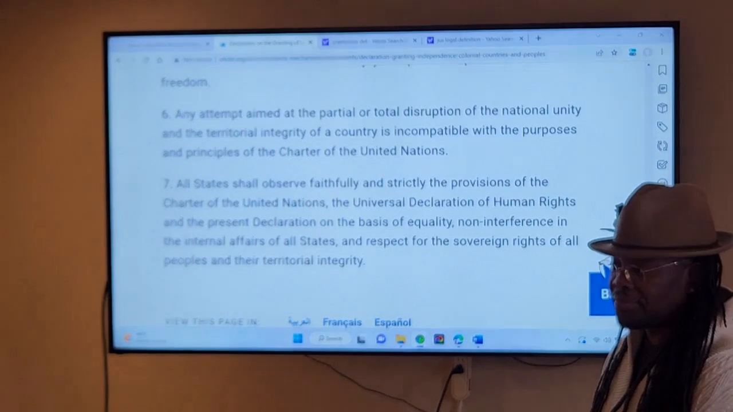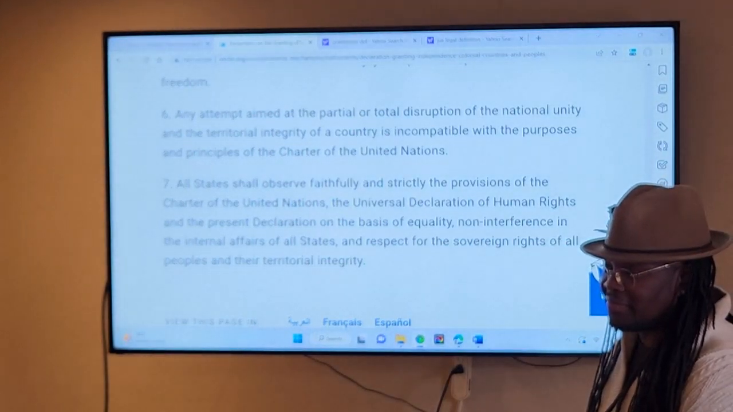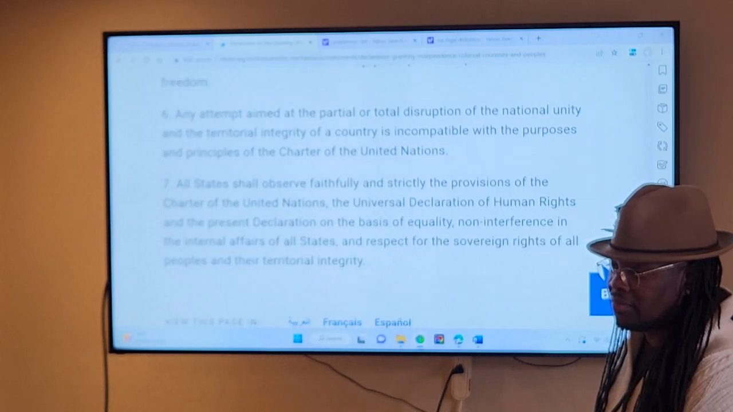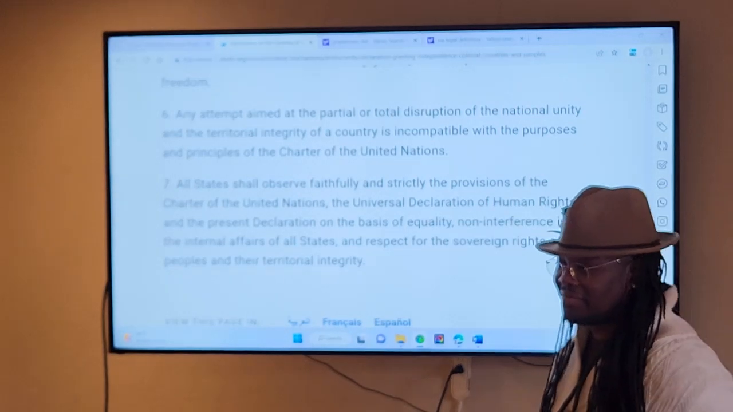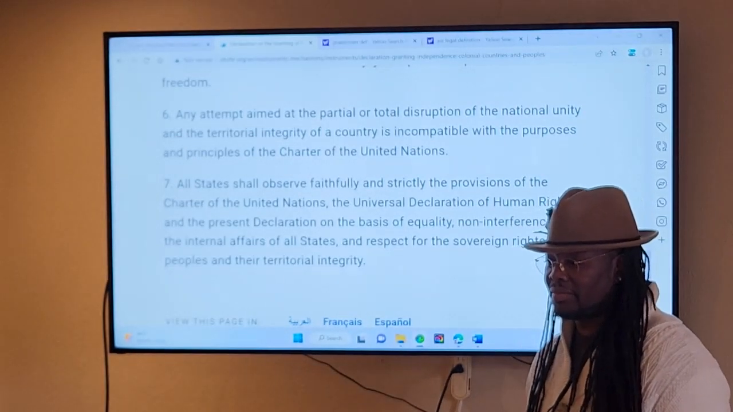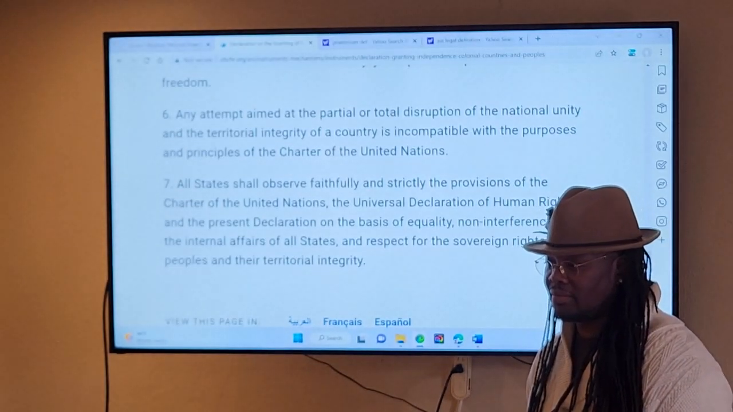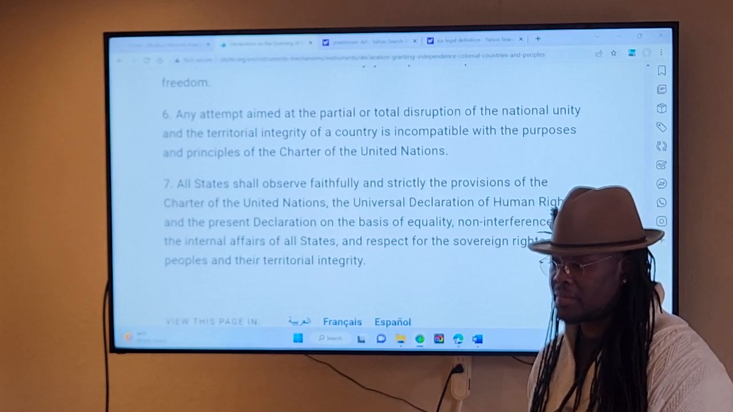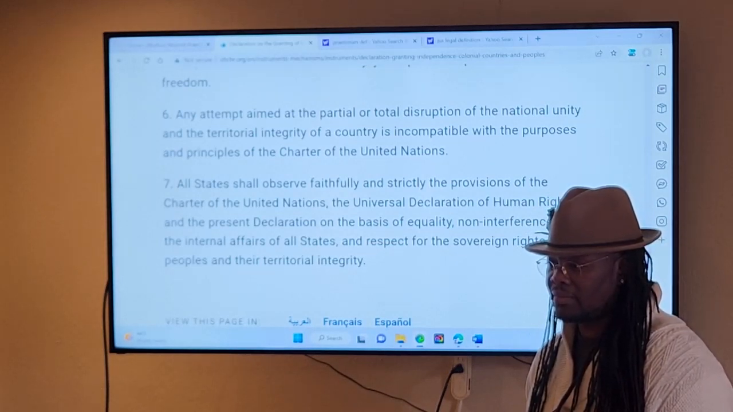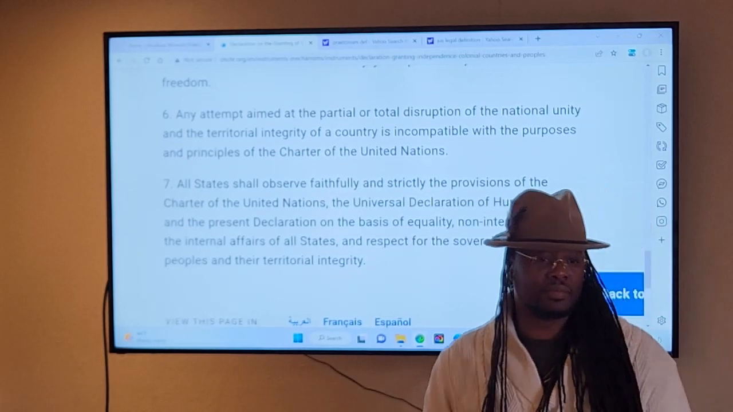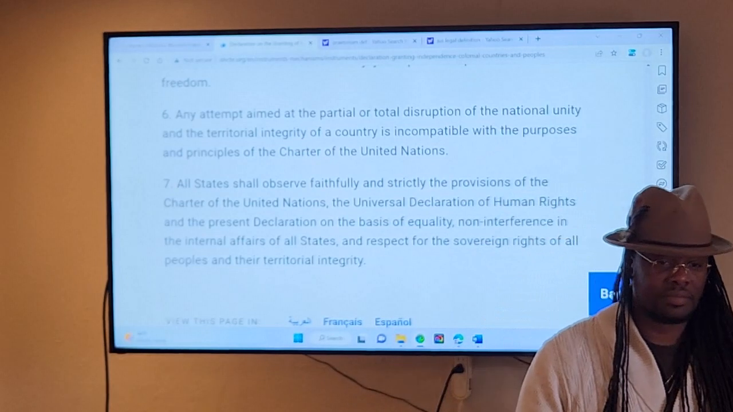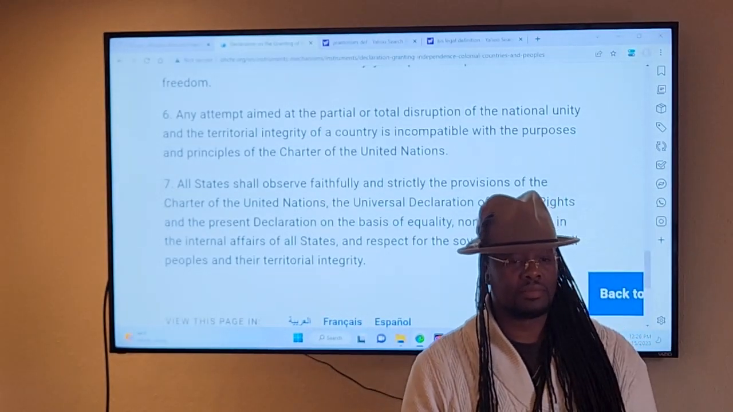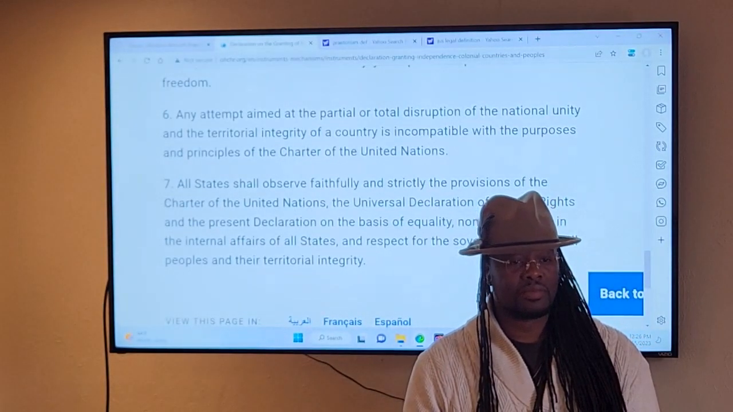So meaning what? Meaning that we all, the Declaration of Human Rights, the declaration on the basis of equality, international affairs of the United States. Basically just telling them that ain't no breaking up or division amongst the people, because it doesn't. It's going to go against international law if you're going to do that. It's going to be a problem.